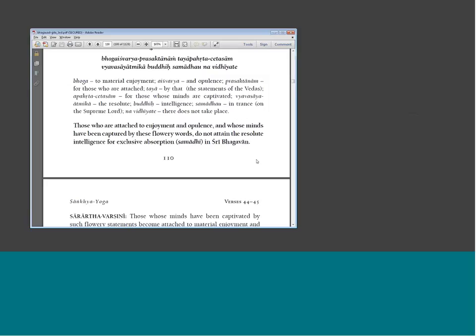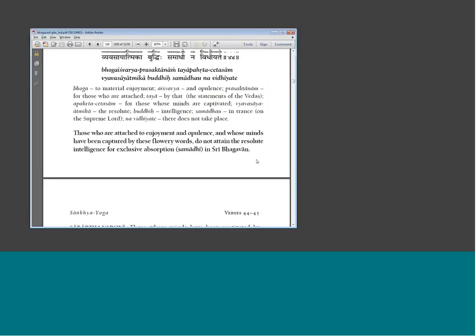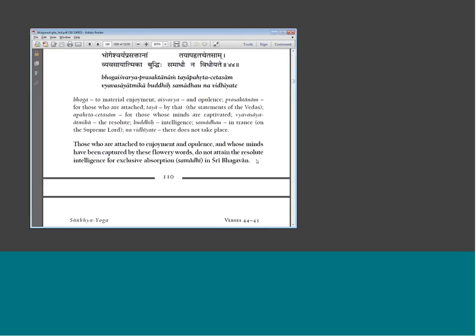And here again is another verse. Bhogaishwarya prasaktanam thaya parhita chetasam vyavasayatmika buddhi samadhau navidhiyate. Those who are attached to enjoyment and opulence and whose minds have been captured by flowery words describing enjoyment and opulence do not attain the resolute intelligence for exclusive absorption or samadhi in Shri Bhagavan.